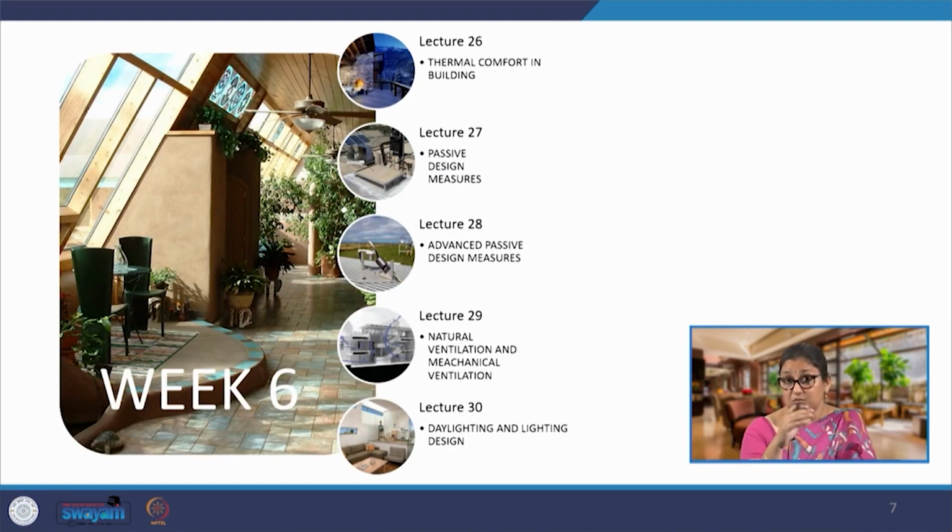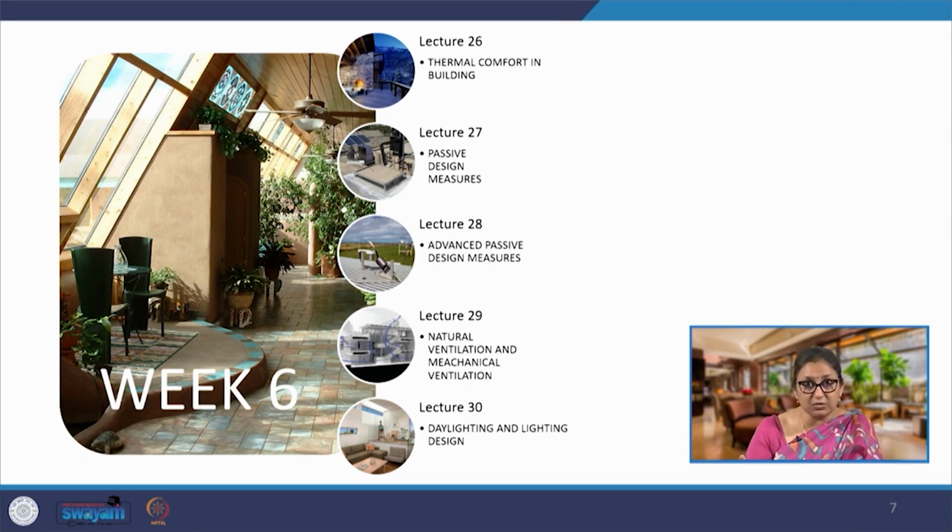Now, in week 6, once we had established that buildings have a role to play when we are talking about carbon emissions of any business, the question was: how do we reduce it? How do we reduce the carbon footprint? What are these strategies?